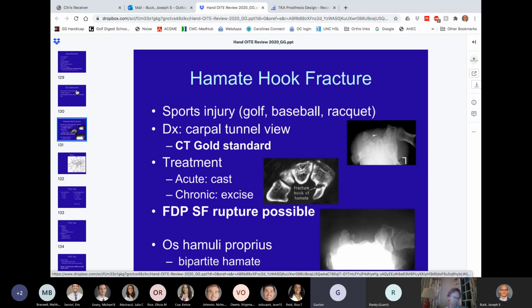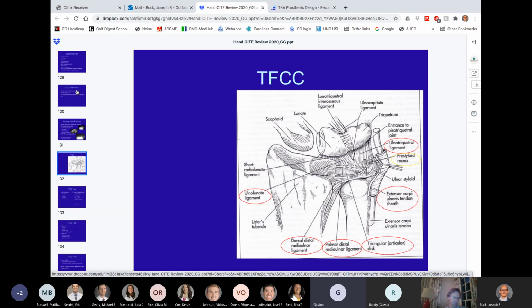Hamate hook fractures. They're going to give you a golfer that had a fat shot or a baseball player with a check swing. What's the X-ray view of choice? A carpal tunnel view. What if you can't see it on that and your suspicion is high? CT is going to be the gold standard. Treatment, if they give it to you very acutely, like the first week or so, would be to put them in a cast. But for the most part, the answer is to excise the hamate hook. What is the complication of non-operative treatment or delayed presentation? It's rupture of the FDP to the small finger. You can skip that os hamulus proprius. That's just bonus for somebody like Samuel that just loves it.